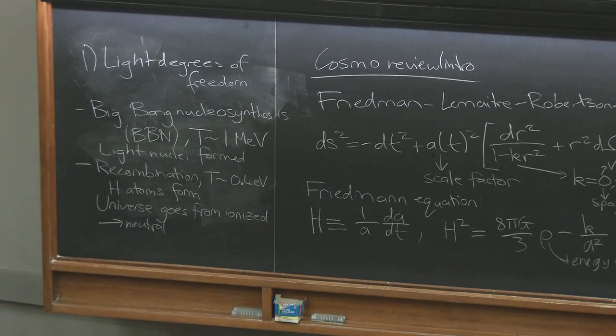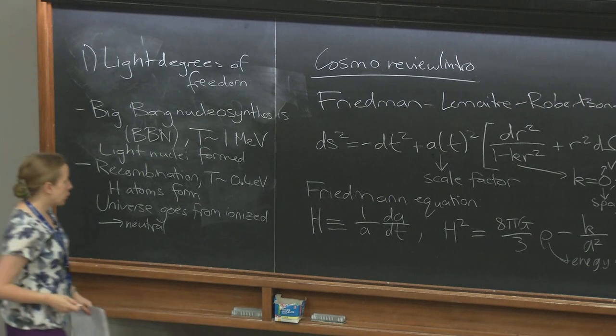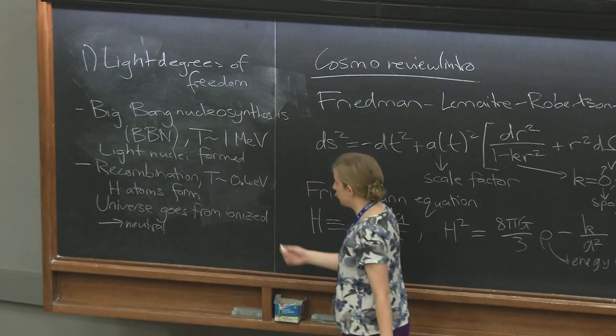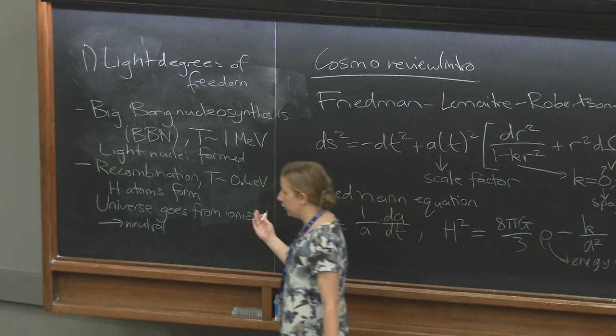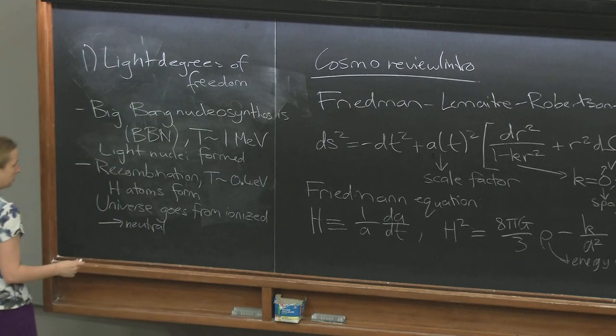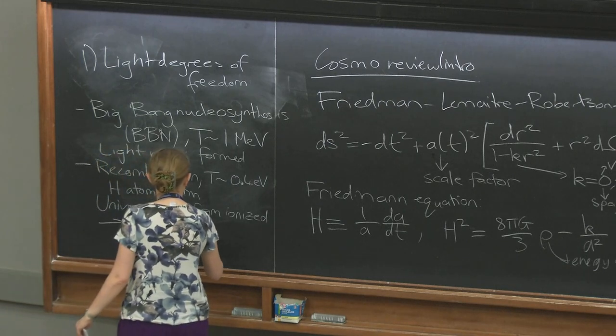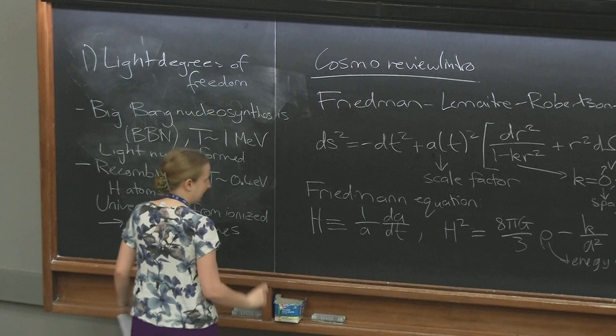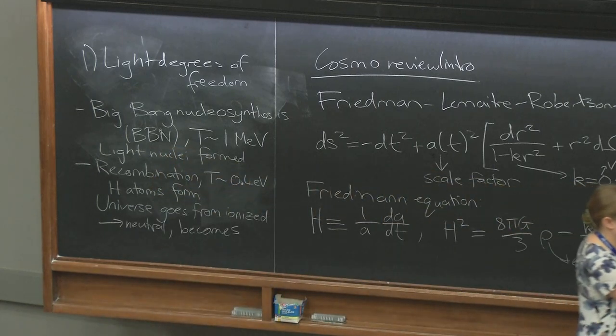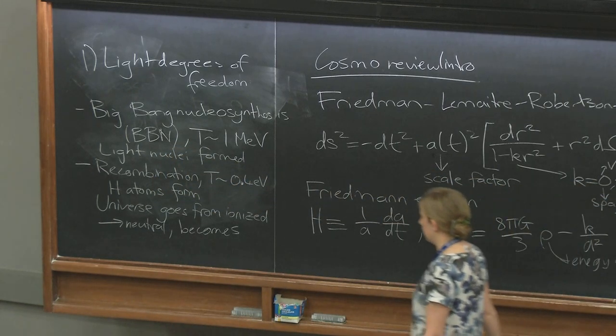Photons like to scatter off charged particles. They do so efficiently. They don't scatter off neutral particles nearly as efficiently. So the point where the universe goes from ionized to neutral also coincides with the universe becoming transparent to low-energy photons, and in particular, to the photons in this redshifting bath of photons that's left over from the earliest history of the universe.